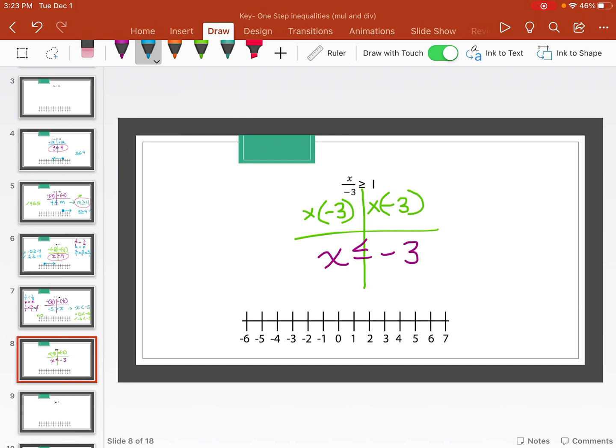And then I can graph that. So put my closed circle on -3. Let's plug in a number. So 0 is less than or equal to -3. No. -4 is less than or equal to -3. Yes, remember negatives are like opposite land. So -4 is less than 3. To the left.